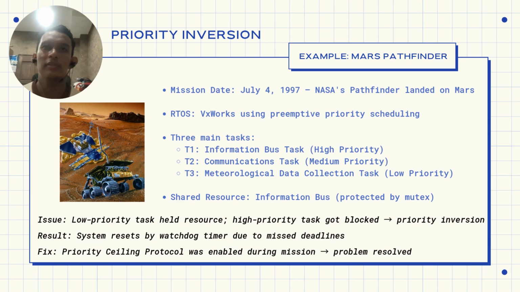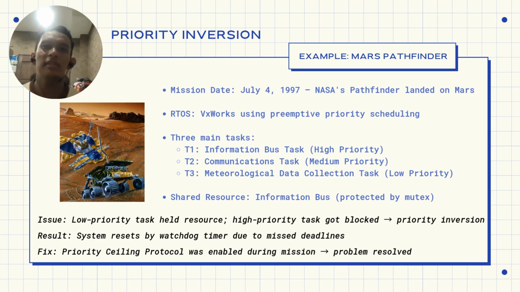Now, let's take a real-world example of priority inversion from the NASA Mars Pathfinder mission that landed on July 4, 1997. The mission used a real-time operating system called VxWorks, which scheduled tasks based on priority. There were three main tasks in this mission. T1, the information bus task, had the highest priority and was responsible for critical system functions.